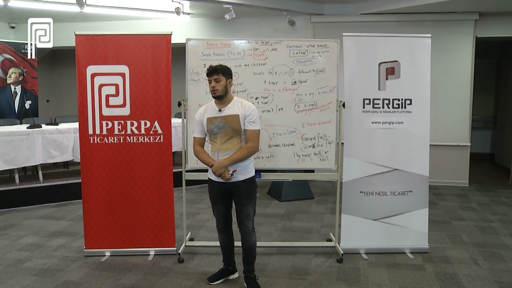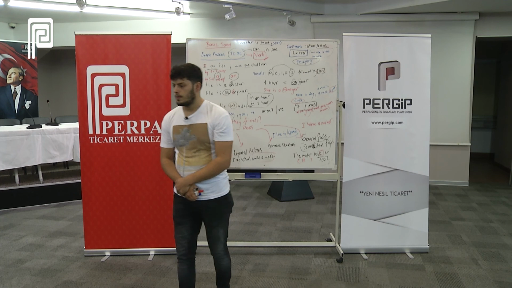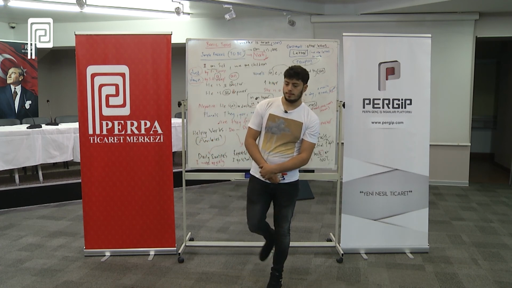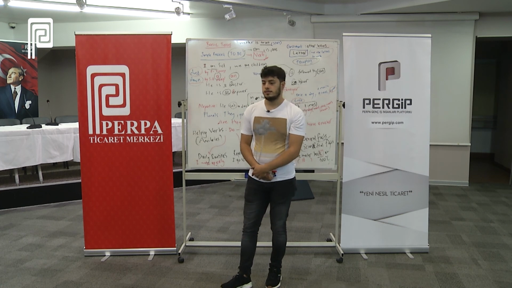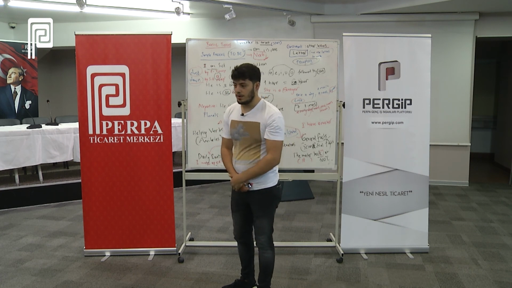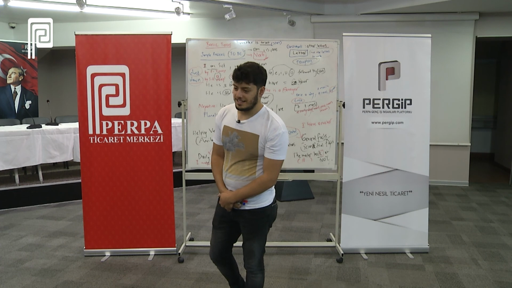What else? What time do you have lunch? I have lunch. You have lunch at 1 p.m. Do you have lunch alone or with your friends? Sometimes alone, sometimes with friends. Okay. What time do you go home, sorry? Around 8 o'clock. Around 6 o'clock, you go. He's an early one. And different. Yeah. Okay, what about you?